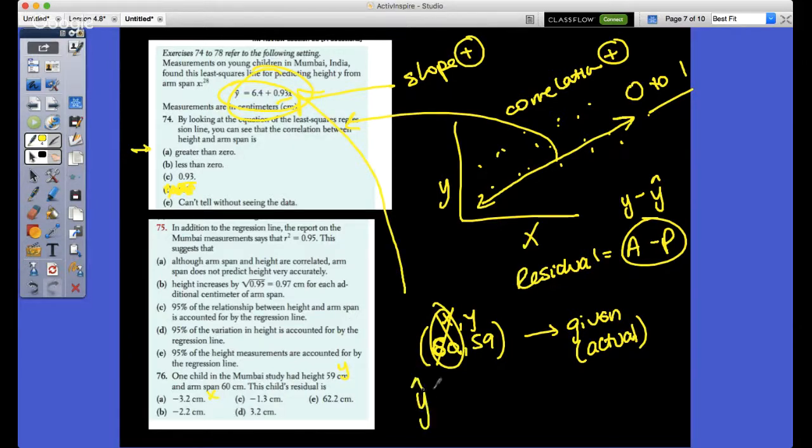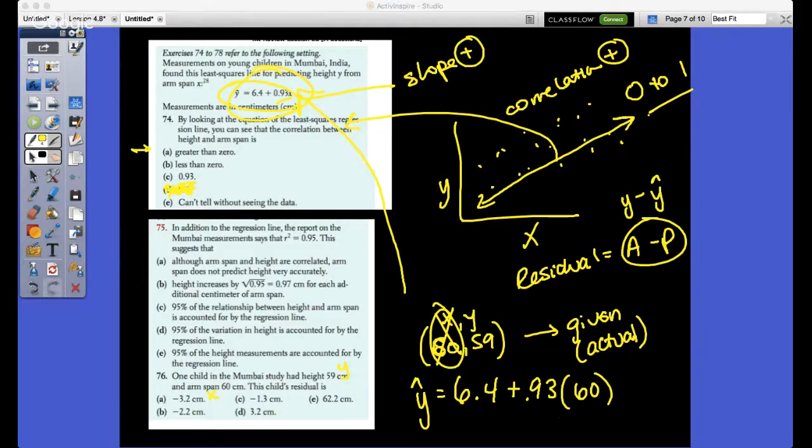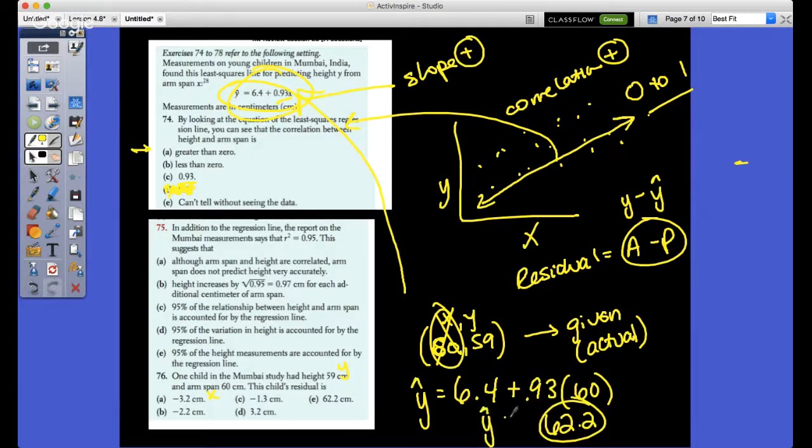So we say, okay, Y hat is equal to 6.4 plus 0.93. And what we're saying is what if we plug 60 into this equation, what do we get out? So we go, okay, 0.93 times 60. Right? I love using calculadora here. 62.2. So what we're saying is that 62.2 is my Y hat or my predicted value. So if this is 62.2, my actual would be my 59, okay?